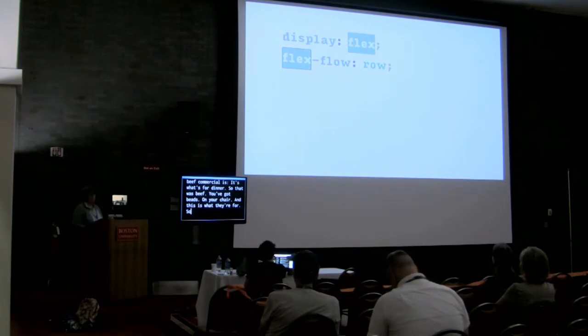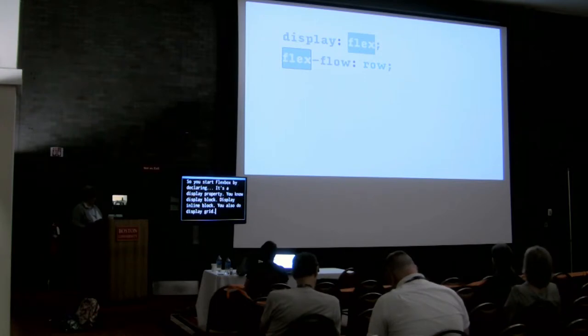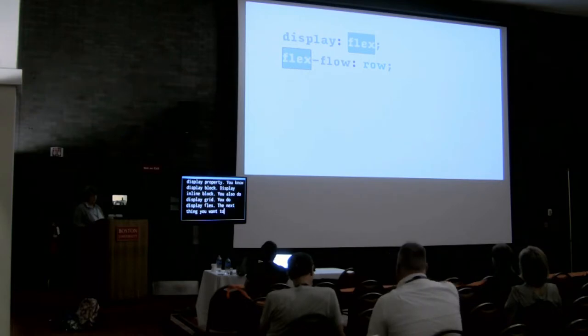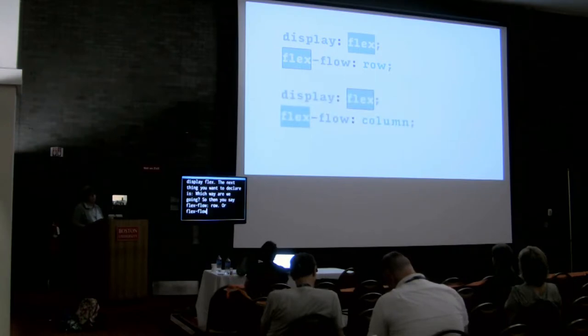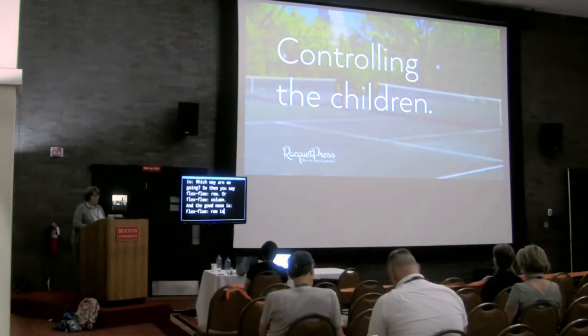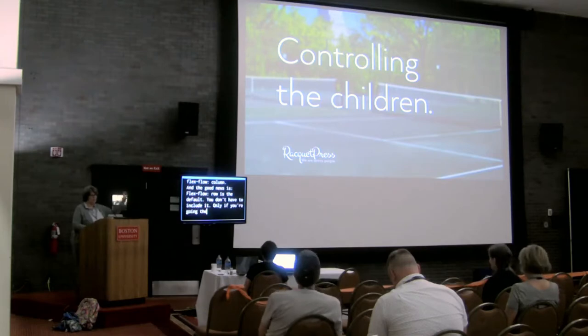So you start Flexbox by declaring its display property. You know display block, display inline block. You also do display grid, you do display flex. And the next thing you want to declare is, which way are we going? So then you say flex flow row or flex flow column. And the good news is flex flow row is the default. You actually don't have to include it. You just have to include column if you're going the other way, like in that phone view. So how do you control the children? Because you're always writing that on the parent element. You pretty much don't. You write almost everything in the parent element.